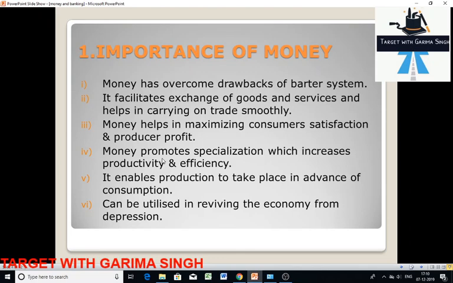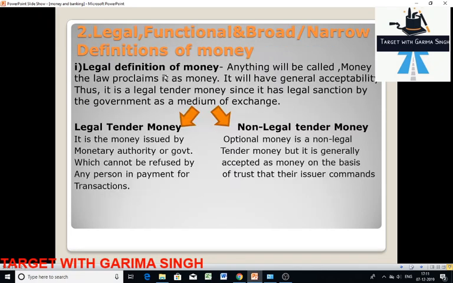In the words of Marshall, money is the center around which economic science clusters. So these are a number of the importance of money that we discussed. Now we move on to the second topic, that is the definition of money in various terms like legal, functional, broad, narrow. Money should be defined, what money is.